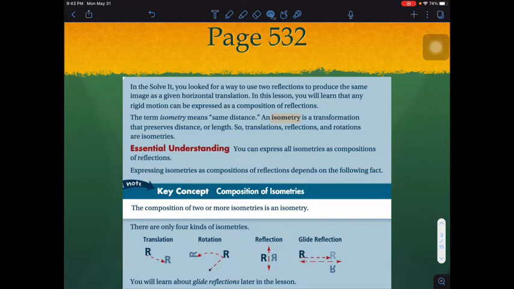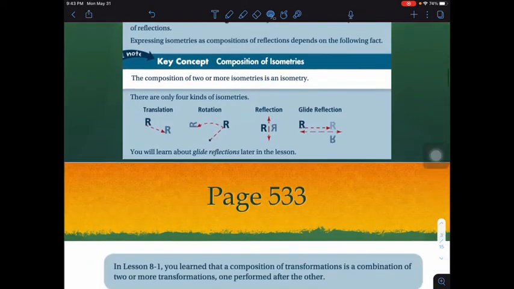Expressing isometries as compositions of reflections depends on the following fact. The composition of two or more isometries is an isometry. There are only four kinds of isometries: translation, rotation, reflection, and glide reflection. You will learn about glide reflections later in the lesson.